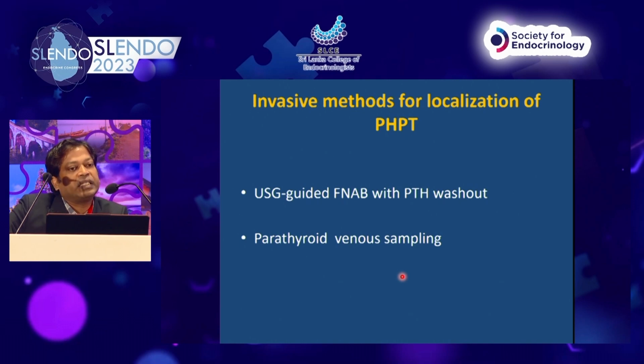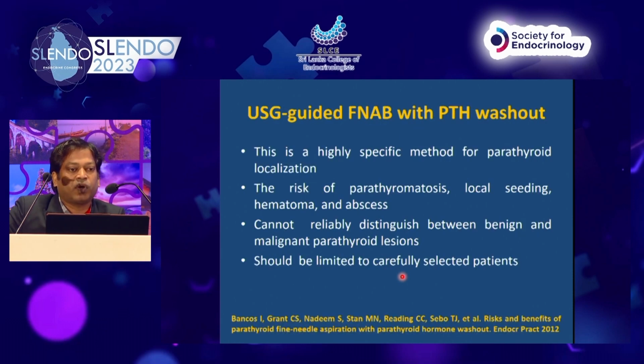When these non-invasive investigations, ultrasound, MIBI, 4D CT, 4D MRI and PET scan, are negative, then we can think about invasive imaging like ultrasound-guided FNAC with PTH measurement in the washout fluid, and parathyroid venous sampling. But the problem of ultrasound FNAC is that it is an invasive method, and there is a risk of local seeding that leads to parathyroid metastasis. In malignancy patients it can spread the disease, so it should be very much limited to carefully selected patients.